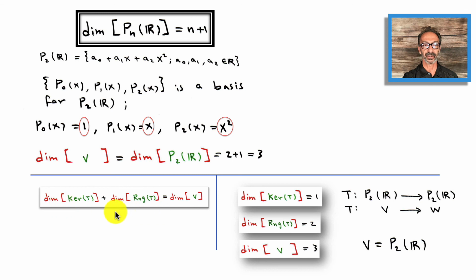And now we have the kernel dimension plus the dimension of the range equals the dimension of V. To double check, we have 1 for the kernel, 2 for the range, 3 for V, and 1 plus 2 equals 3, and that should do it.